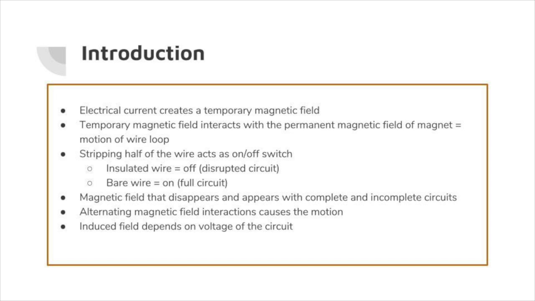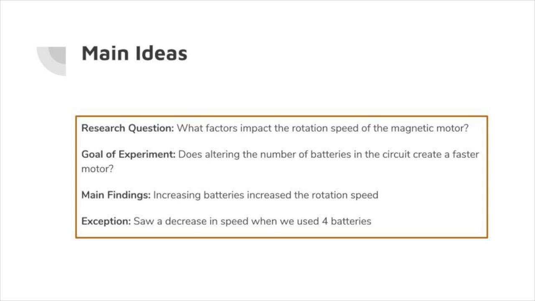The basis of our report was that the induced field from the batteries and through the wire loop depends on the voltage of the circuit, so we're expecting an increase in voltage to create an increase in motion at the end. Our overall research question was what factors impact the rotation speed of the magnetic motor. Our goal was to look specifically at the number of batteries and how altering the number of batteries in the circuit could create a faster motor overall.